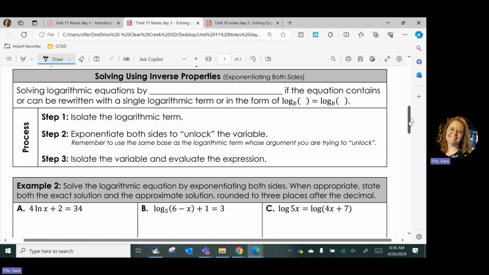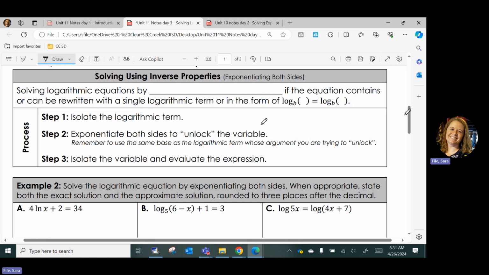So this one says solving using inverse property, exponentiating both sides. I'll give you a forewarning here. I don't like this method. I'm going to show it to you because it works. It is an option, but I don't think it's the easiest method, and it's never a method you have to use. There's always an alternate method. If you can solve it using this method, you can also solve it using the method I'm going to show you after this. So if it seems confusing, don't worry, I'm going to show you another method as well.